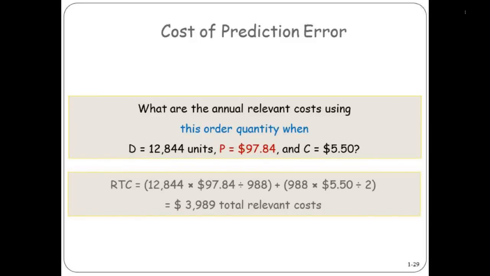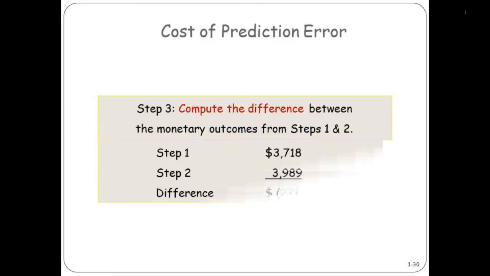So instead of this being 209, you used your mistaken economic order quantity, 988, times your actual ordering costs, and this is how much you actually paid because of your mistake. You actually paid $3,989. And the difference between this and had you done it right was your prediction error, the cost of your prediction error. So the prediction error cost you $271 in this example.